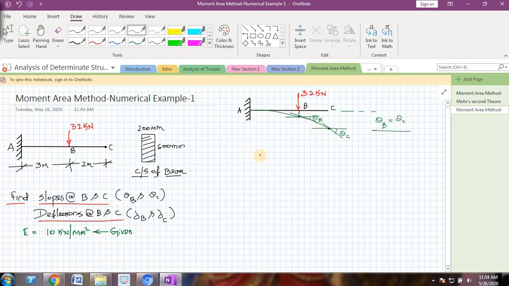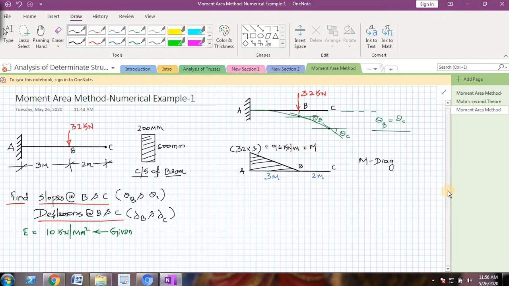For that, I also need to draw a moment diagram. So let me draw that. Okay, this is your bending moment diagram. The bending moment at C will be 0 since it is a free end. Bending moment at B will also be 0 because the point load is exactly acting at that point. So we get the maximum bending moment at A only, and that value is 32 into 3, which comes out to be 96 kilonewton meter. So this is M. This is the M diagram.